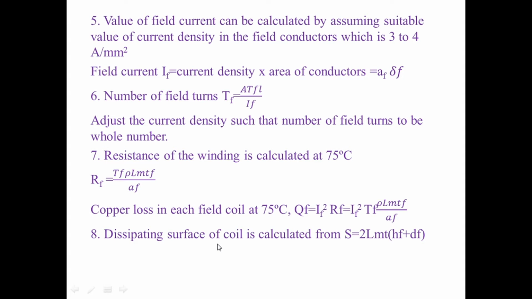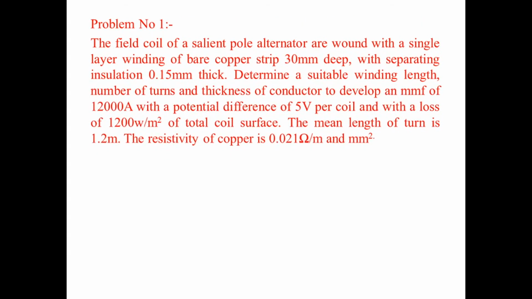Next, the eighth point is the dissipating surface of the coil. It is calculated from S equal to 2 into LMT, the length of mean turn, into HF plus DF, where HF is the height of the field winding and DF is the depth of the field winding. From this equation you can calculate the heat dissipating surface of the coil. These are all the steps of finding the field winding of a synchronous generator. Now based on this we need to solve some numerical problems.